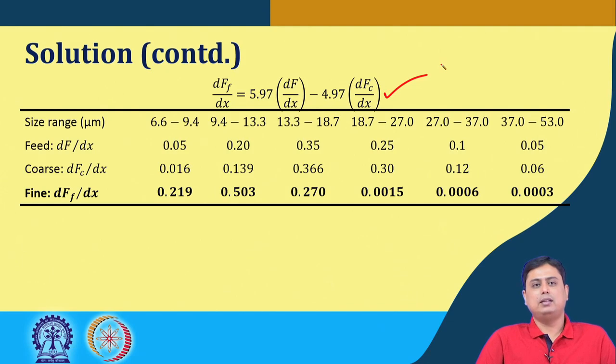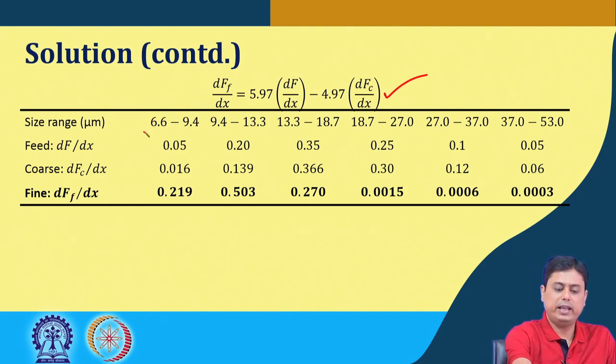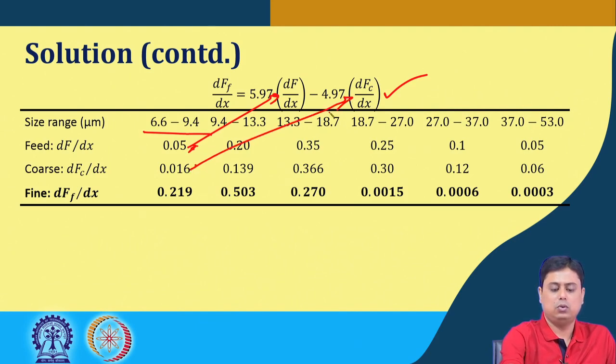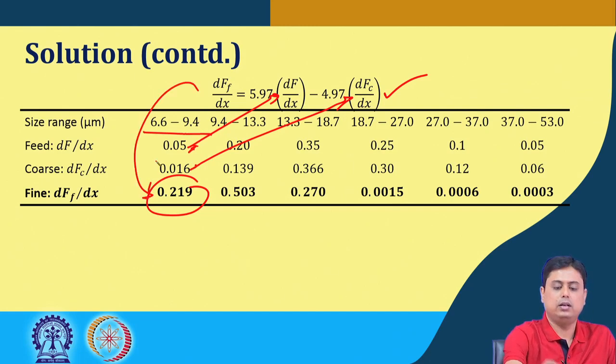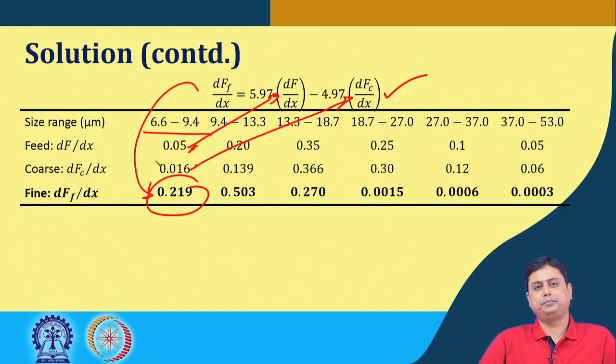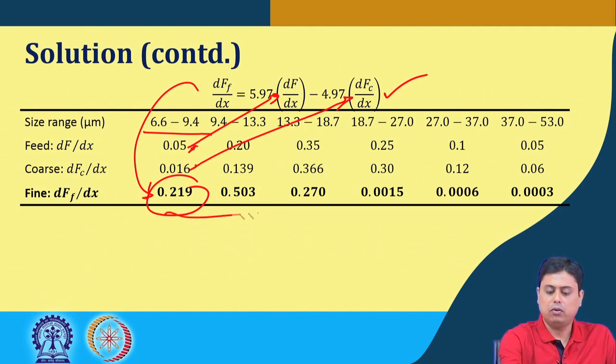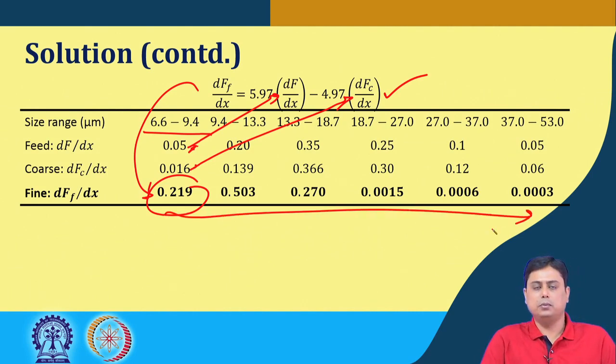now we can find the fine particle distribution from the table itself, because for each and every size fraction, size range, we have the feed dF by dx, and we have the coarse one. So, we find the df_f by dx from this expression. Similarly, for all the values we can find this value. This is the finer product size distribution, or the finer particle size distribution.